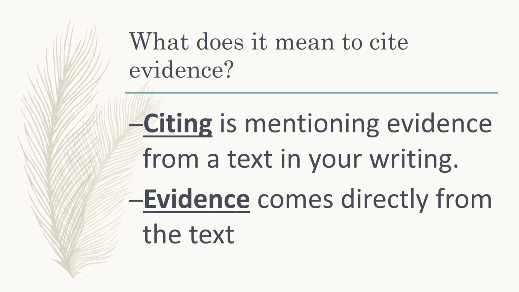What does it mean to cite evidence? Well, first we need to break down the definition of citing and evidence. So citing is mentioning evidence from a text in your writing, and evidence comes directly from the text. It can come in the form of paraphrases or direct quotes, but it needs to come directly from the text.